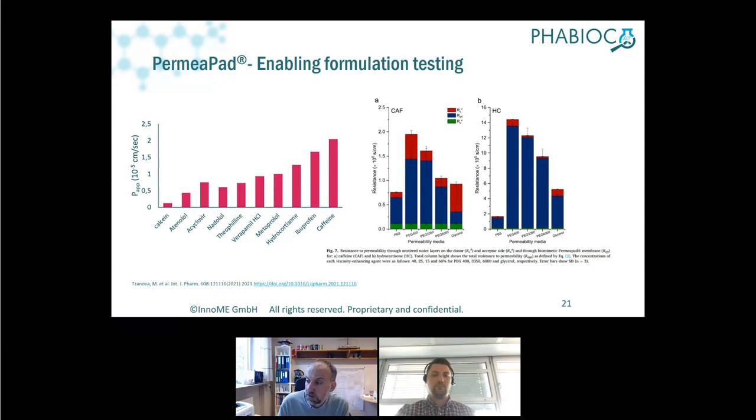And actually, it is also possible to discriminate. Here, it's not the permeability that is reported, but the resistance, that is the opposite of the permeability. And in this case, it is possible also to focus on which of the permeability layers is the most impacting on the net permeability. So to say, the unstirred water layers in the acceptor and donor media and the barrier itself.